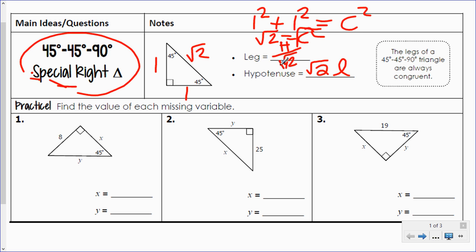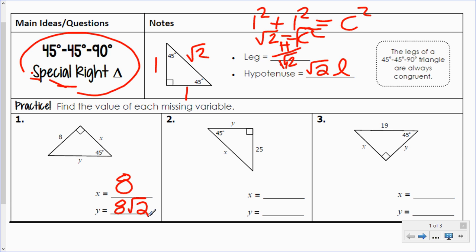If you look at number 1, we're given the length of a leg, which is 8. So to find the other leg, that's very easy. That would also be 8 because the legs are congruent. And then to find the hypotenuse, that's also very easy because, again, it's the length of the leg times the square root of 2. So y would equal 8 times the square root of 2. And that's all you have to do.